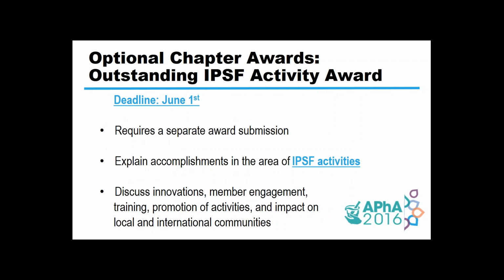The third optional chapter award is the Outstanding IPSF Activity Award, and I want to make sure everyone notices that this deadline is June 1st. The reason we have to have an earlier deadline is because we use all of the information that your chapters submit to compile our national report that we send to IPSF. Because of this, we have to have that earlier deadline so that we can prepare the national report. So please make sure you get in your IPSF reports by that June 1st deadline.